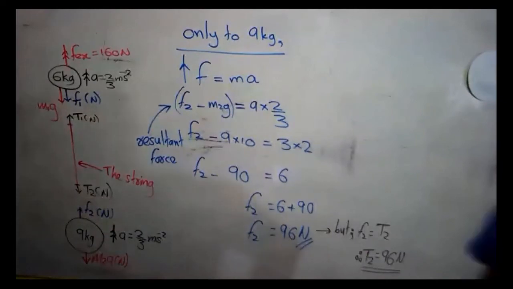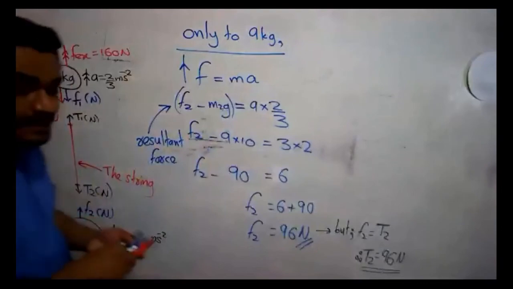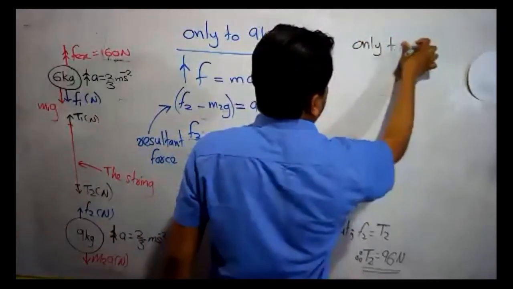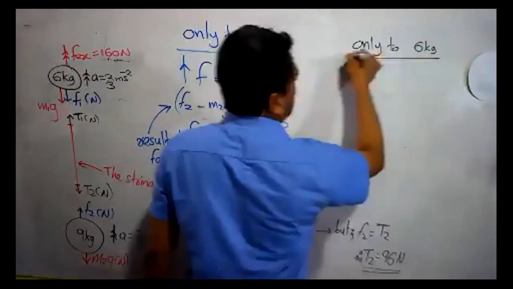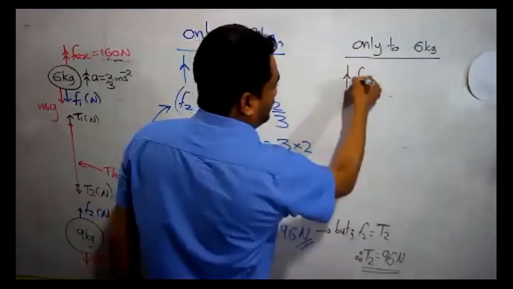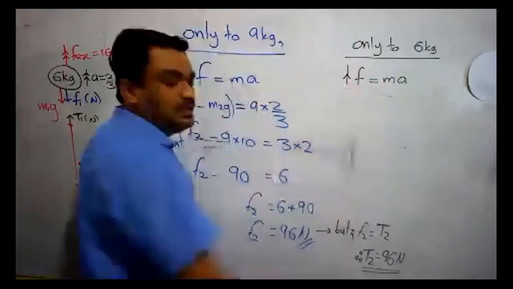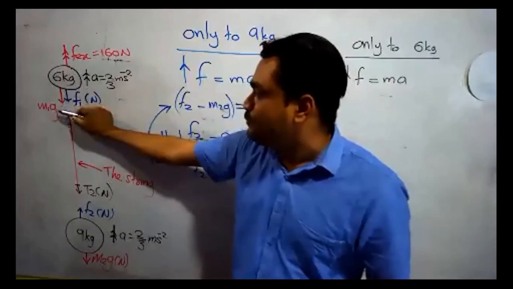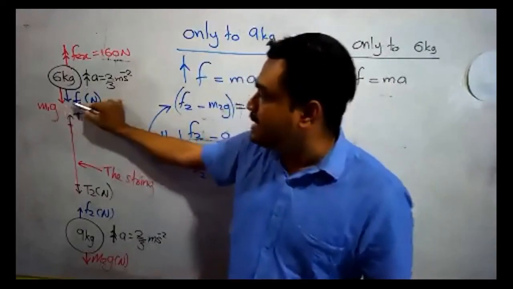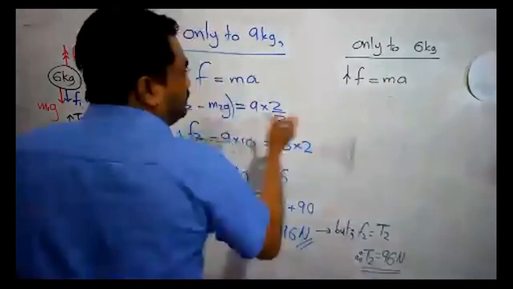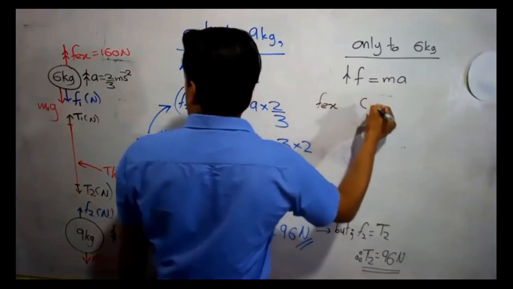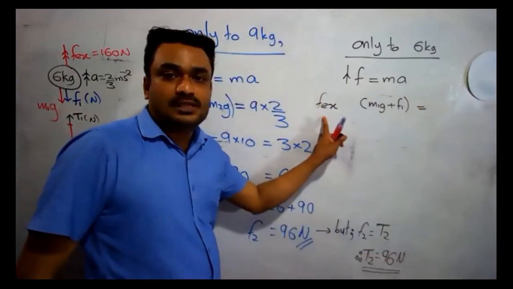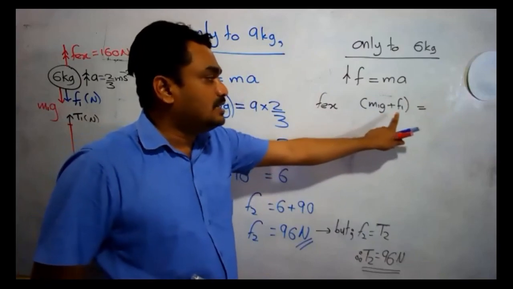Right. The next thing is finding the force T1. So look at the board. To find T1, only to the 6 kg object, vertically upward, we apply the equation F equals ma. If you consider this 6 kg object, there is only one upward force, and there are two downward forces, M1G and F1. So the upward force Fex equals the summation of the downward forces M1G plus F1. Can you understand?